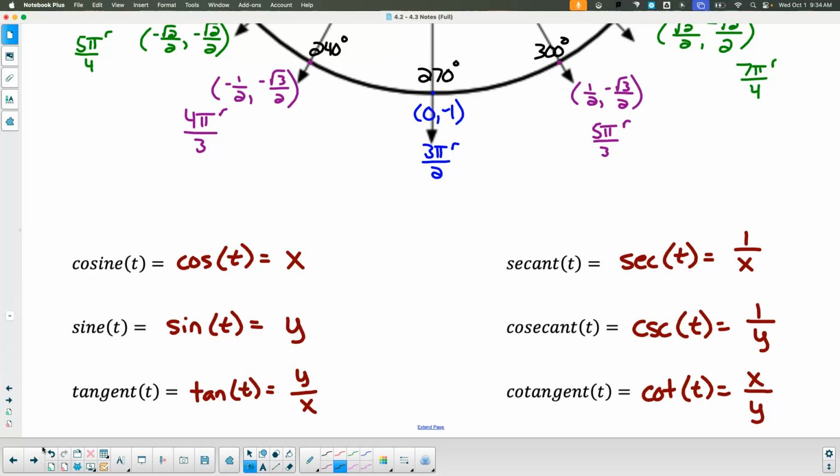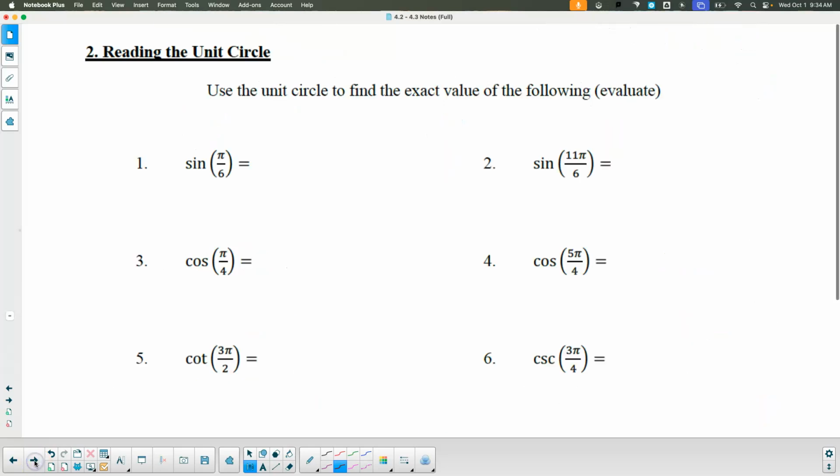So let's utilize our unit circle now, and let's read it. Let's evaluate different values at certain angles. Okay? So if I say the sine of pi over 6, that means first off, you have to find pi over 6 in terms of an angle. And then sine is what? Again, sine is the y part. Okay? So I need the y part of the coordinate at pi over 6. The y part would be 1/2. So sine of pi over 6 then is 1/2.